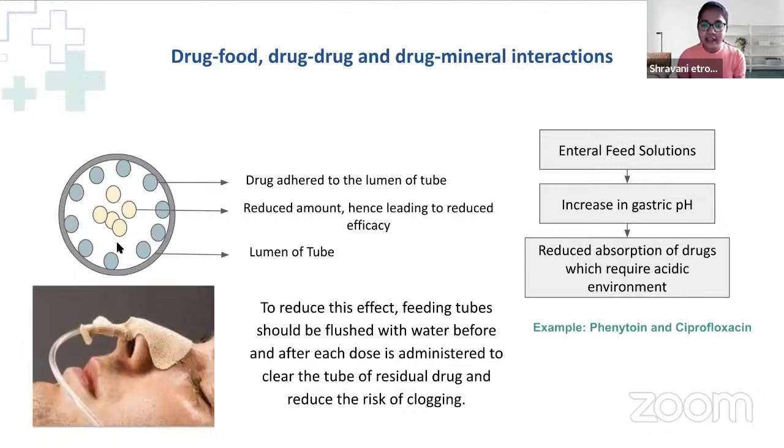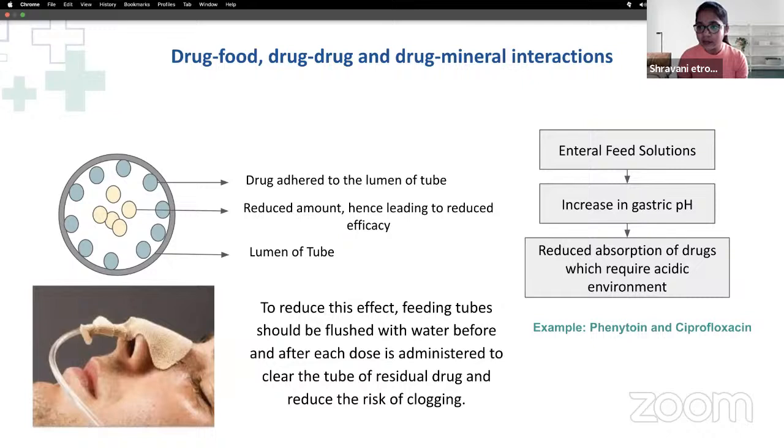So what happens is that when you give the medication through the Ryle's tube, the drug will coat the inner lining of the lumen. Because of that coating, a reduced amount of the drug reaches our body, which will lead to a decreased therapeutic response of the drugs. So with enteral feeds, to reduce this effect of the feeding tubes, we usually flush before giving any kind of oral drug. First we flush, give the drug, and then flush. This is something which we follow in critically ill patients who are on tube feedings.